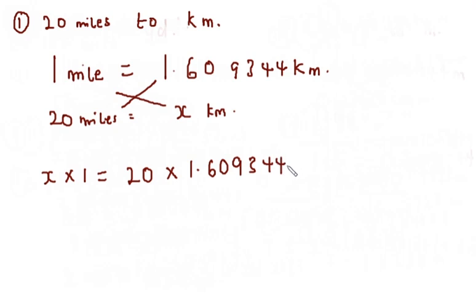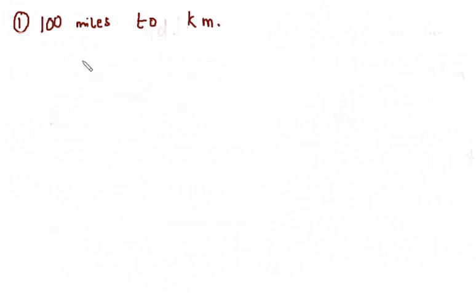So 20 times 1.609344. Okay, so we know that x times 1 is x, which is equal to 20 times 1.609344. So this is equal to 32.18688 kilometers. Okay, so this means that the equivalent of 20 miles to kilometers is 32.18688 kilometers.